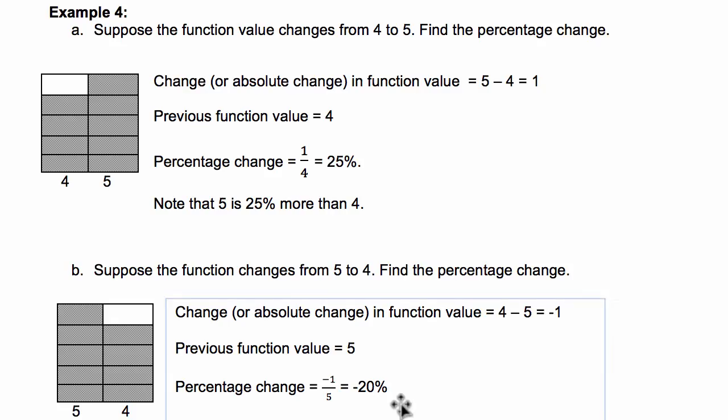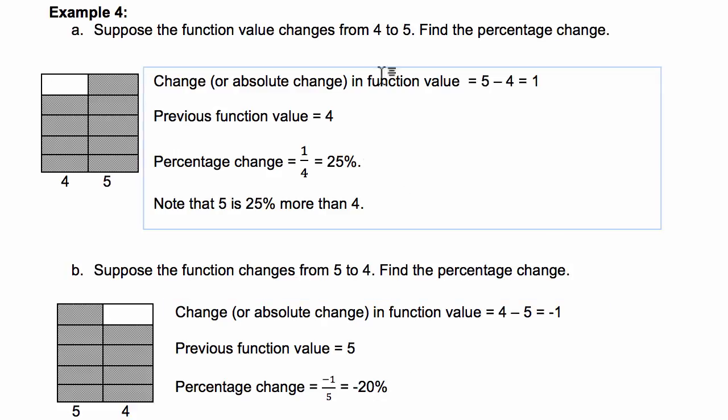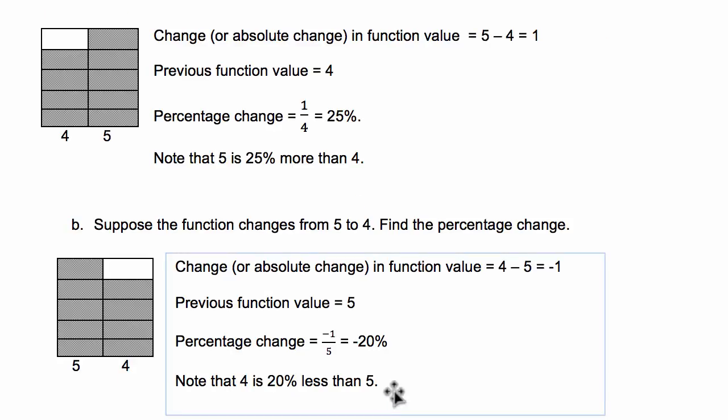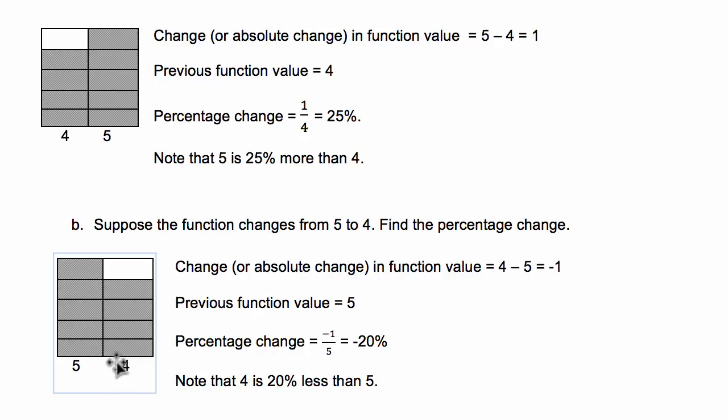It may be surprising that the percentage change is different, even though the function values are the same, but in the reverse order. Note that the reason negative 20% makes sense for the percentage change in Part B is that 4 is 20% less than 5. That is, if you divide 5 up into 100 parts and get rid of 20 of those parts, you will have 4. On the other hand, if you divide 4 up into 100 parts, you will have to add 25 of those parts to 4 in order to get to 5.